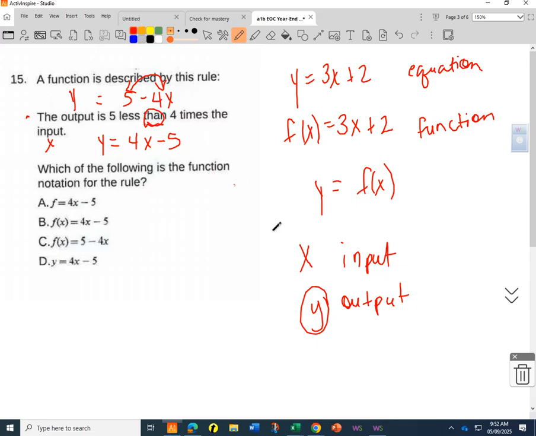right? So function form, so we're looking for 4x minus 5, which works for both of those, and this one, in fact. But these two are not in function form, so that makes B the correct answer.